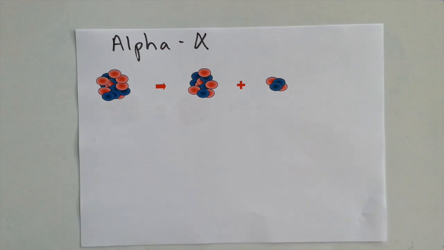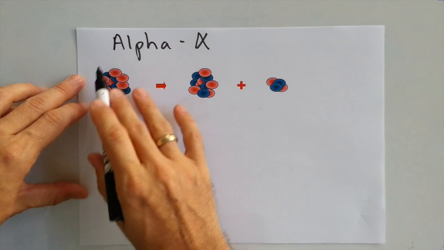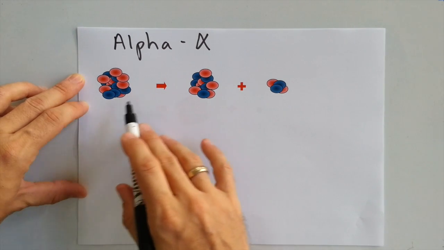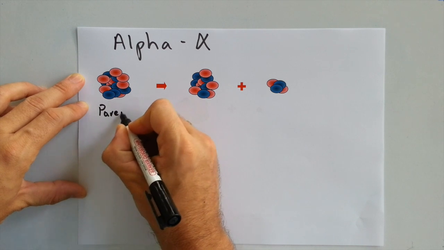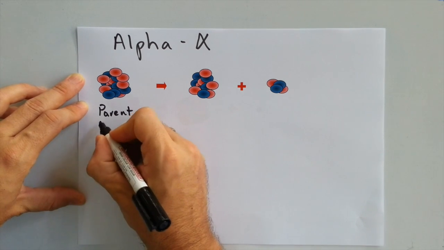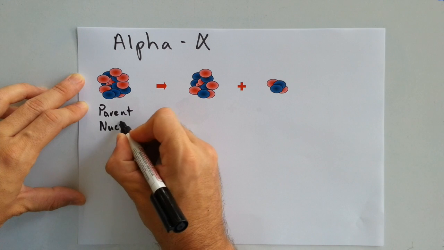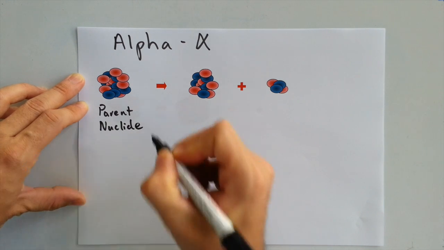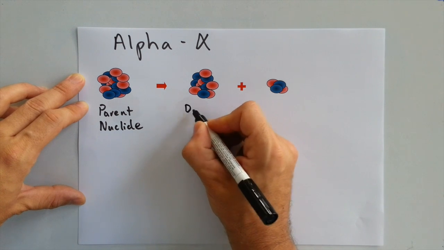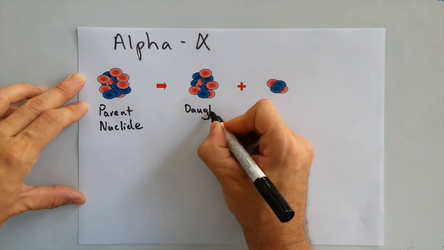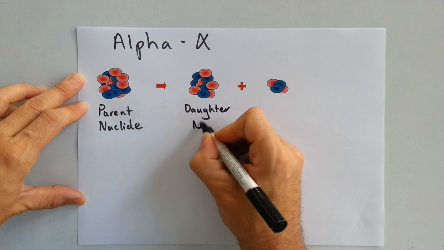Hi, this video is going to look now at how alpha, beta and gamma decay occur. In alpha decay we have the nucleus here, the unstable nucleus. Now this is called the parent nucleus, or sometimes it's called the parent nuclide. I guess parents have children, and this is called the daughter nuclide.